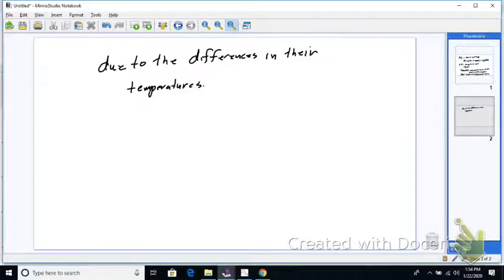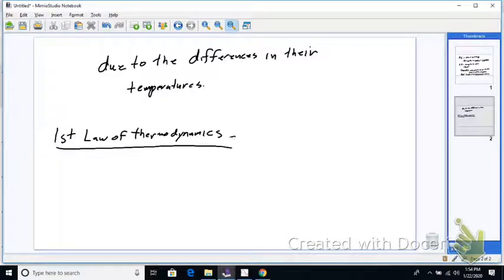Okay, now we're going to get into this idea. It is called the first law of thermodynamics. Okay, so thermodynamics is these are laws and you can't break them. They're not broken. And no matter where you go in the universe, they're not broken.